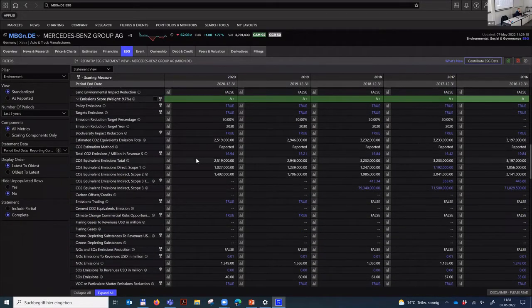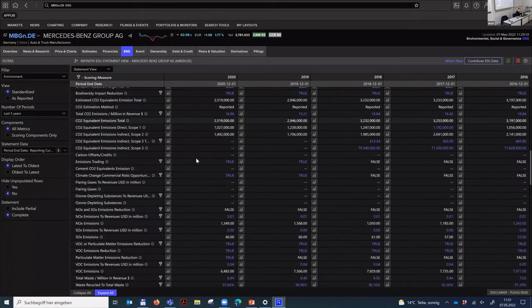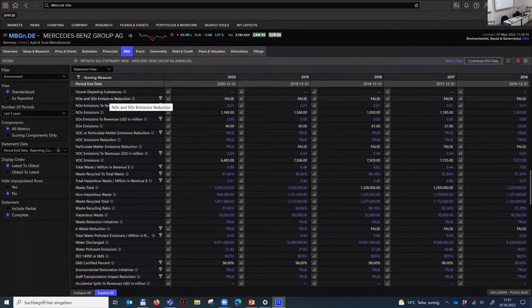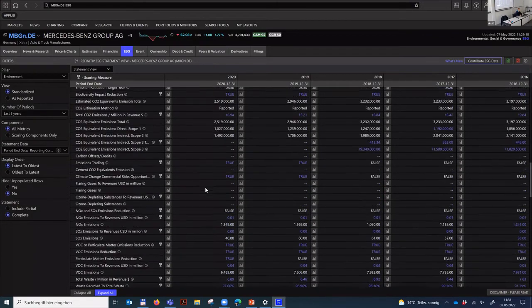You could look at the CO2 equivalent emissions total. You can get this for almost all blue chip corporations that are providing the data. Obviously, they don't have any NOx or SOx emission reduction policy in place because they're still producing diesel cars. So you get here a very deep insight into the different ESG aspects of Daimler.